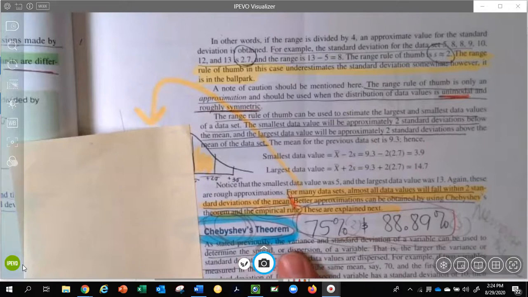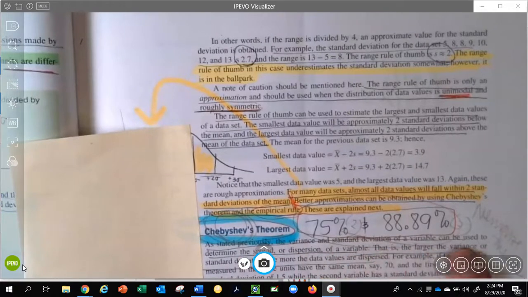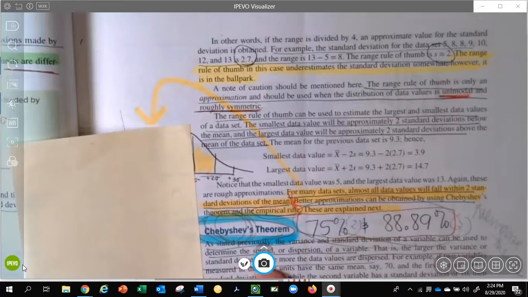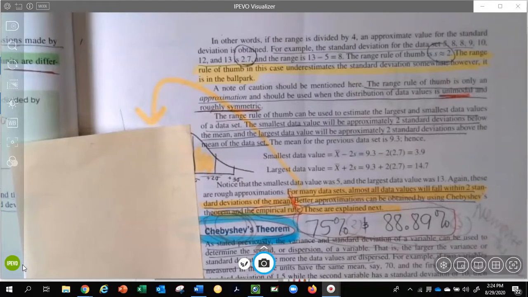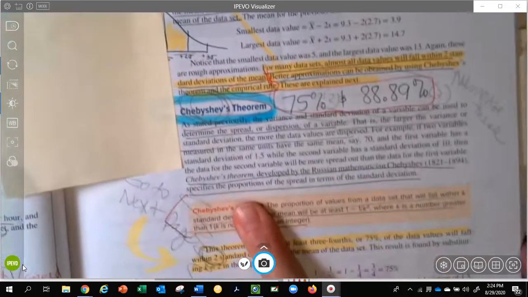As stated previously, the variance and standard deviation of a variable can be used to determine the spread or the dispersion of a variable. That is, the larger the variance or the standard deviation, the more that the data values are dispersed. Jumping down here, Chebyshev's theorem.